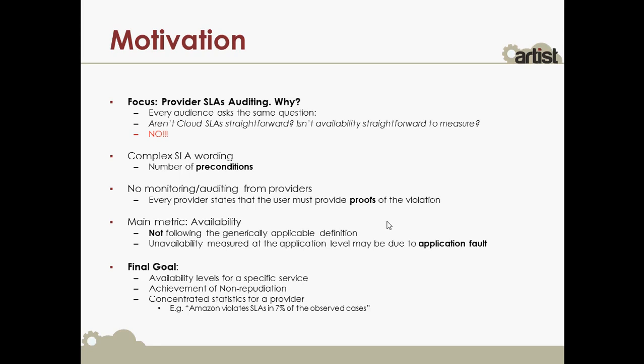Okay, so the final goal is to have these availability levels for a specific service, but by achieving also the non-repudiation requirement, which means that the provider cannot claim that we have measured the availability in a different way than the one they have defined it, or that there is some flaw in the measurement process. And the final goal is to have concentrated statistics for a specific provider. For example, that Amazon violates SLAs in 1% of the observed cases.